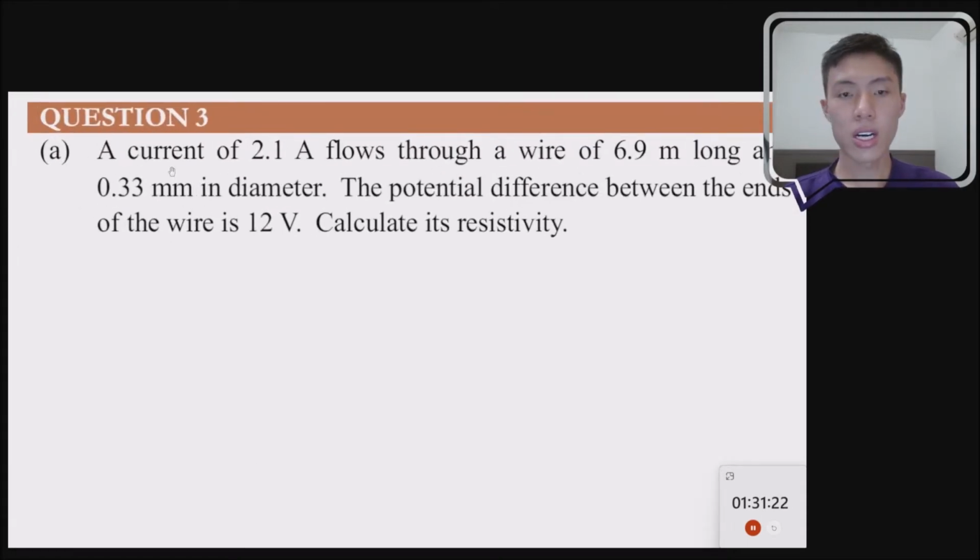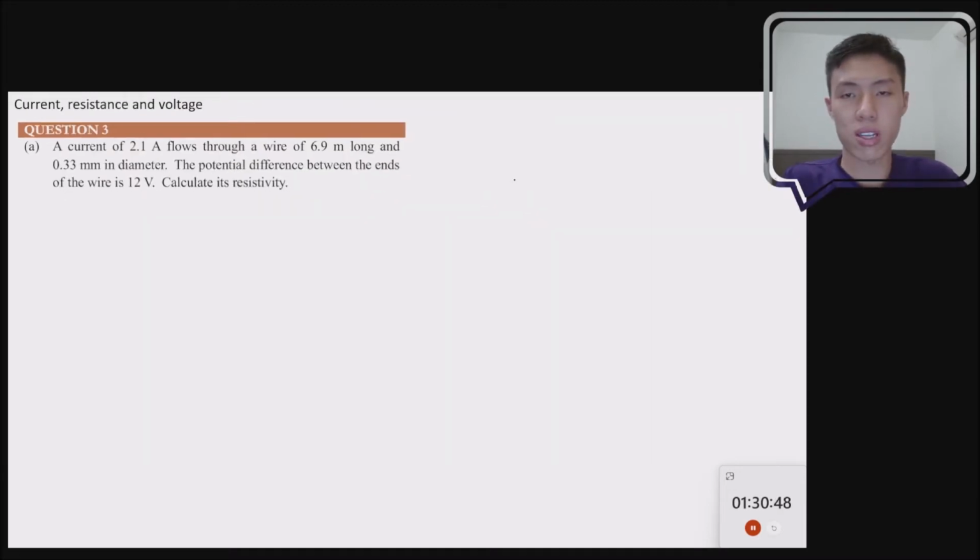question number 3. A current of 2.1 ampere flows through a wire of 6.9 meter long and 0.33 millimeter in diameter. When they give you a length of wire and a diameter, you should imagine that this diameter leads you to the cross-sectional area of the wire. If you have your area and your length, you are actually talking about resistance. Now you have your current and your potential difference, so this is related to Ohm's law, V equals IR. They ask for resistivity, which is related to those values.